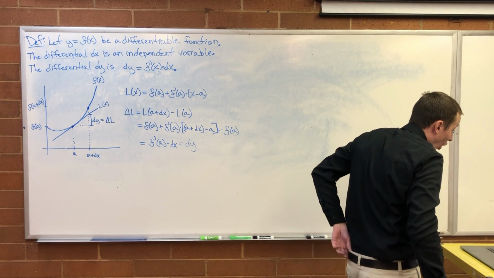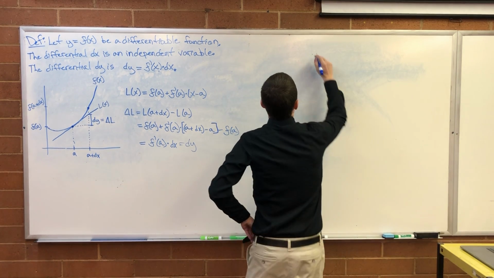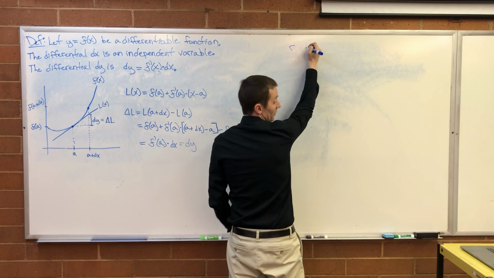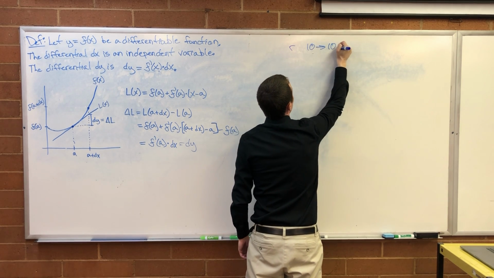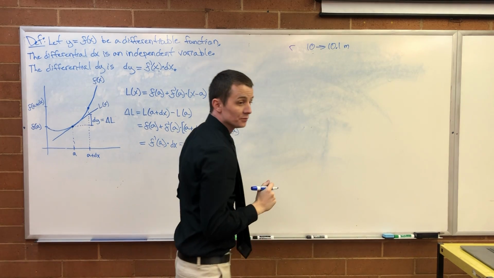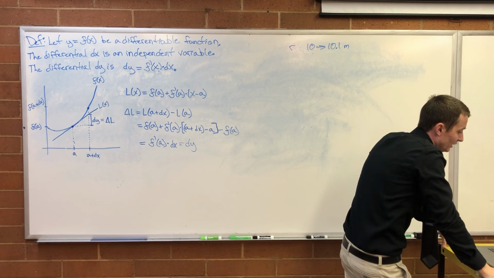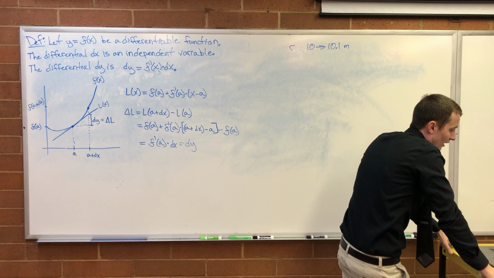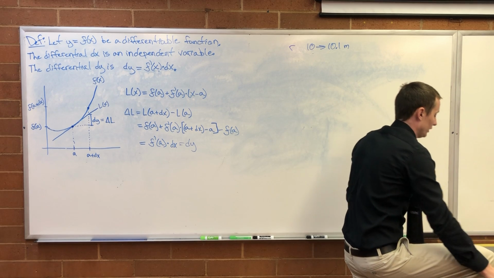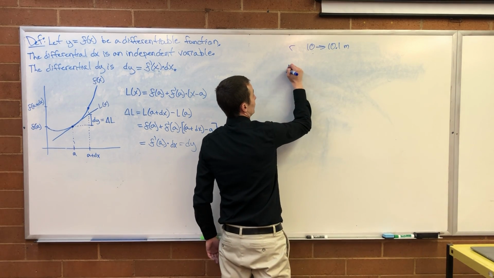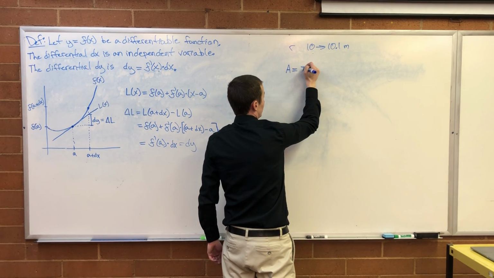The radius r of a circle increases from 10 meters to 10.1 meters. Use dA to estimate the increase in the circle's area, A. Estimate the area of the enlarged circle and compare your estimate to the true area found by direct calculation. Okay, so area of a circle is equal to, what's the formula? Pi r squared.